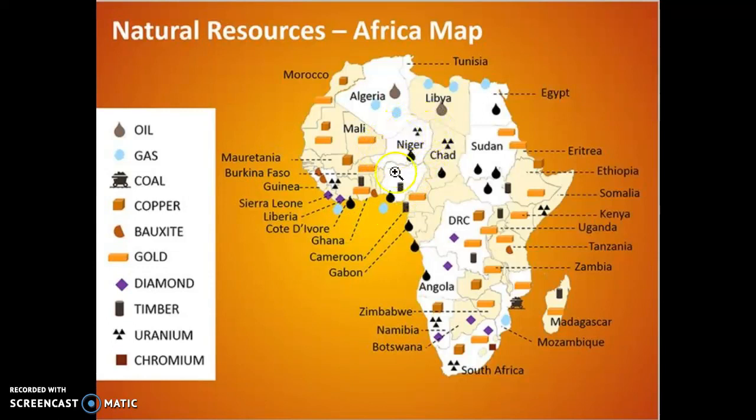Niger, one of the poorest countries in the world, has some oil. They don't have a lot. They also have uranium. You come down into southern Africa, central and southern Africa, the DRC, Zambia, Zimbabwe, you find gold. There are diamonds.